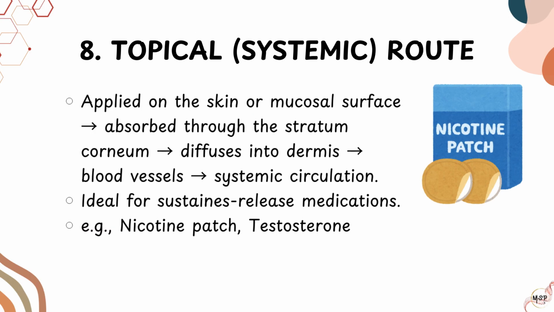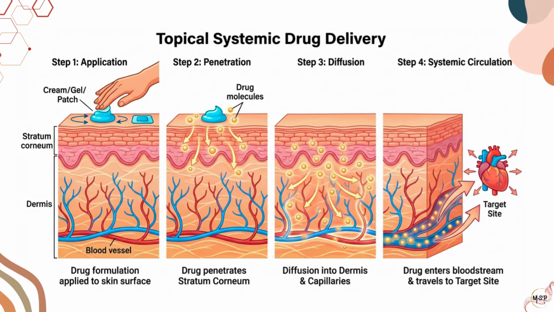Welcome to the topical route with systemic absorption, a unique way to deliver drugs across the skin or mucous membranes directly into the bloodstream. What is the topical systemic route? Let's take a look at how topical systemic drug delivery works. Step 1. The drug is applied to the skin or mucosal surface, often as a cream, gel, or transdermal patch.